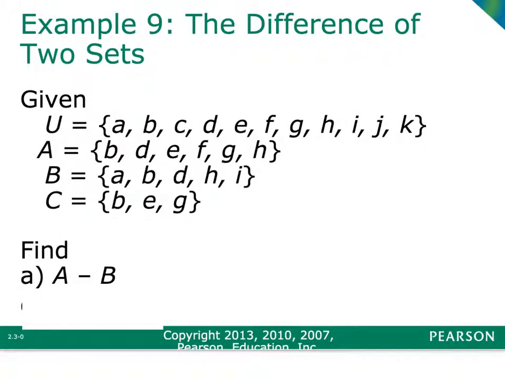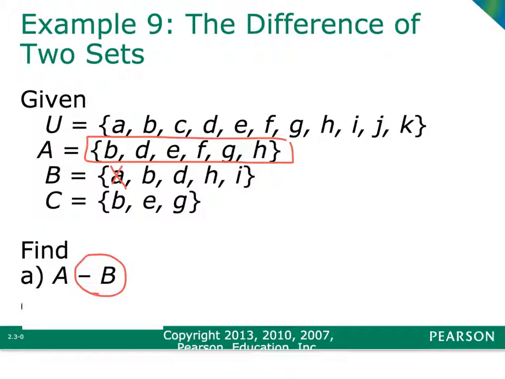All right, so let's see an example of that. I want you to find the difference between A and B. The universal set is A, B, C, D, E, F, G, H, I, J, K. Set A is B, D, E, F, G, H, and set B is A, B, D, H, I. What I want you to do is look at set A, and take away any one of those elements that appears in set B. If you notice, set B has the first element A. Well, that doesn't appear in set A, so we're good there. Set B also has the letter B.